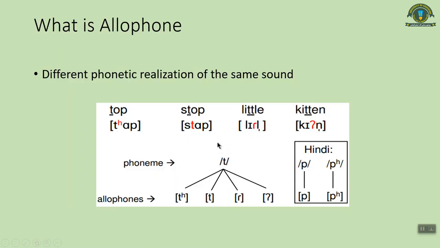Now we will see what is allophone. An allophone is a different phonetic realization of the same sound. For example, look at these words: top, stop, little, and kitten. When we are pronouncing these sounds, each time the pronunciation of t is different. So when we are pronouncing t in the beginning, it's actually aspirated.